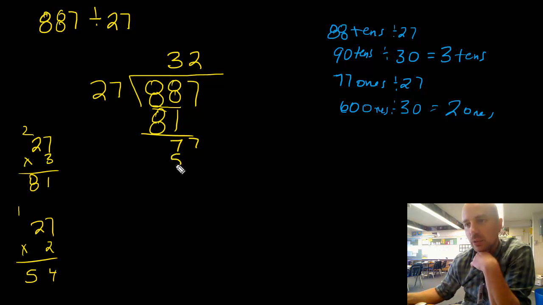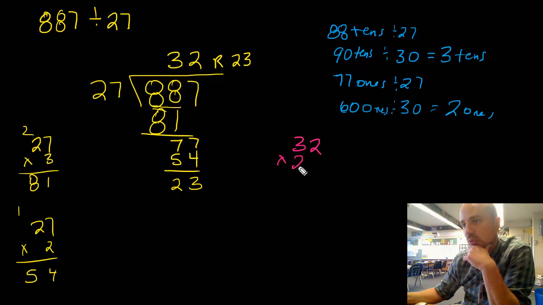I'm going to put that in, and I'm going to find the difference. 7 minus 4 is 3, and 7 minus 5 is 2. I have a remainder of 23. I can't make another group of 27 out of 23, so now I need to go ahead and check my answer. Let's do 32 times 27.